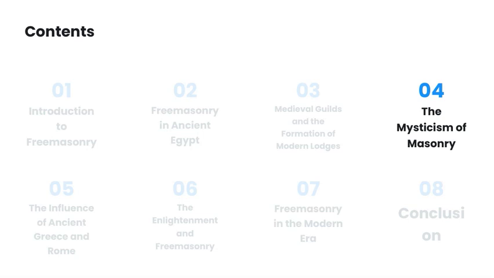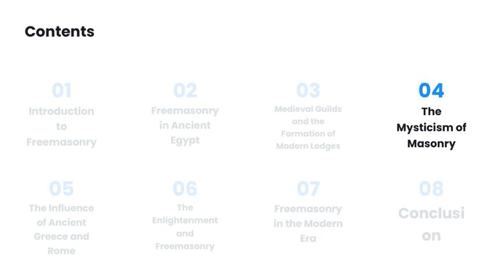Let's take a moment to look at the contents of this presentation. We start with an introduction to Freemasonry, which gives us the foundation of what this ancient fraternity is all about. Then, we explore its roots in ancient Egypt, highlighting how its symbols and philosophies may have originated there. Moving forward, we see how ancient Greece and Rome influenced Freemasonry, incorporating their ideas of philosophy, democracy, and craftsmanship. Next, we examine the role of medieval guilds, which laid the groundwork for the formation of modern lodges, emphasizing the importance of apprenticeship and secret knowledge.